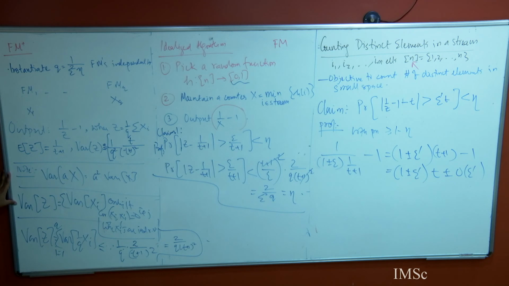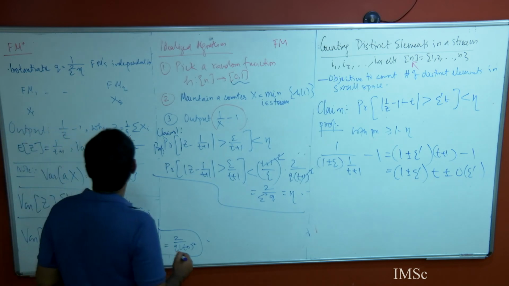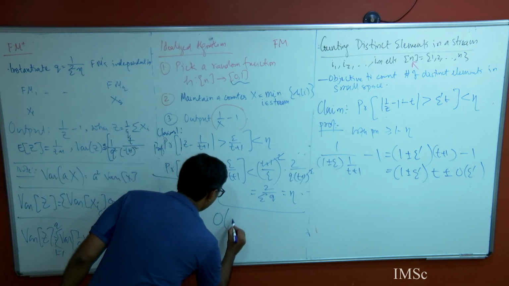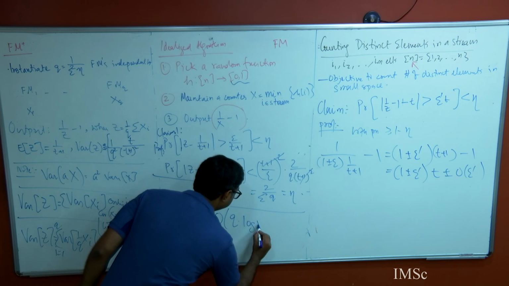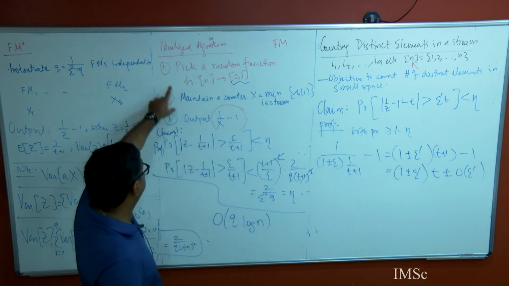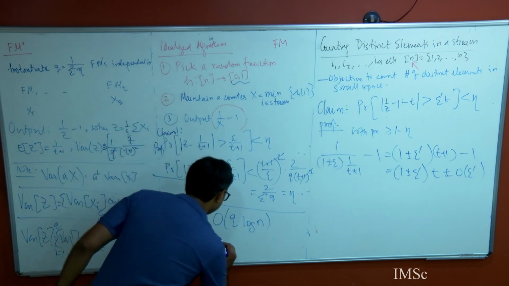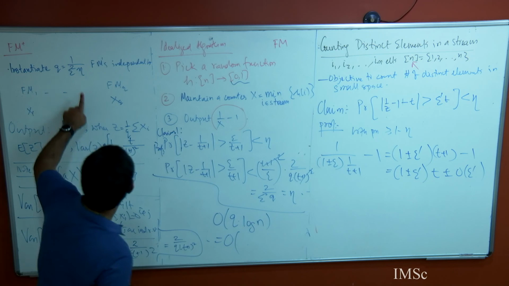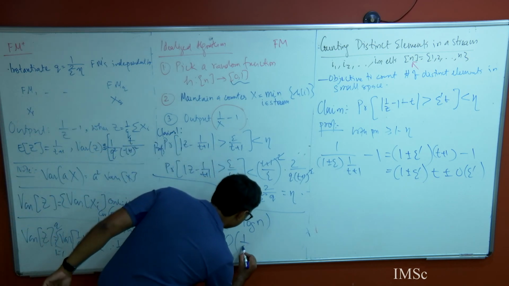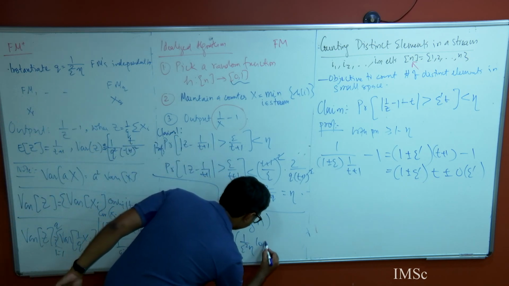How will you go about doing this? But here also, if you notice, what is the space requirement here? It depends on this, right? So the space requirement is going to be order q times log n. I'm still ignoring how we'll pick a random function; we'll get to that in the next lecture. But what is q? It is 1 over epsilon squared eta, times log n.